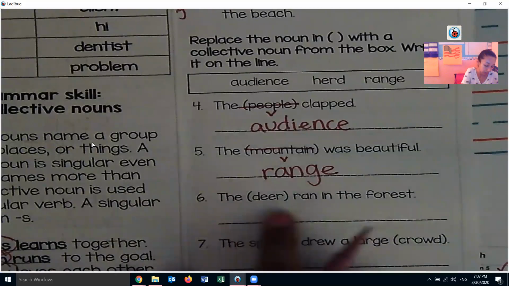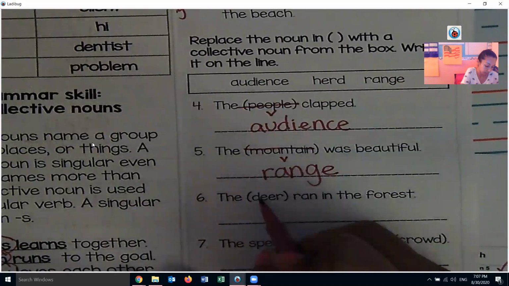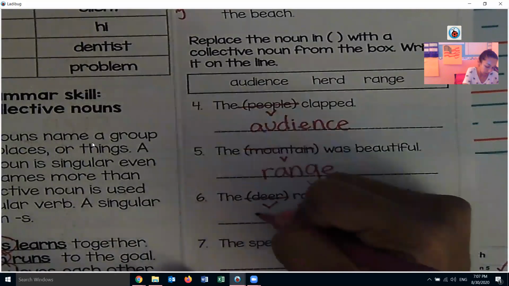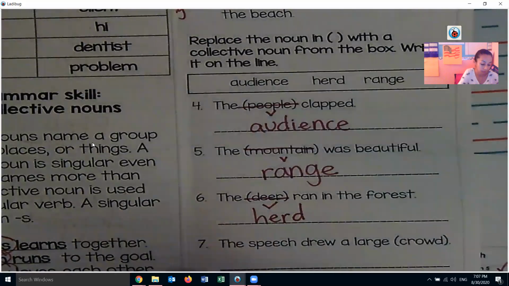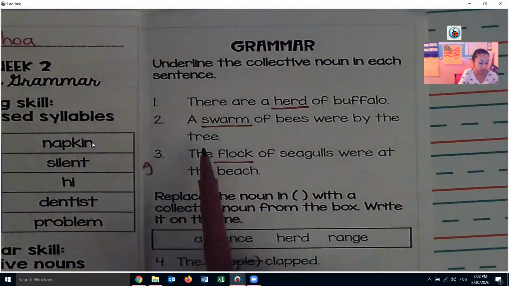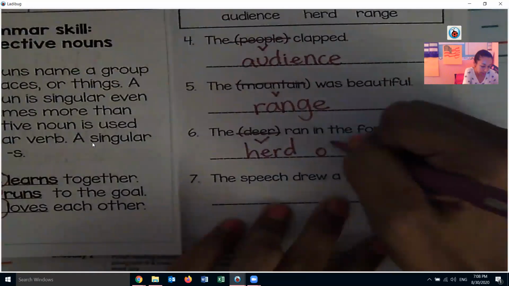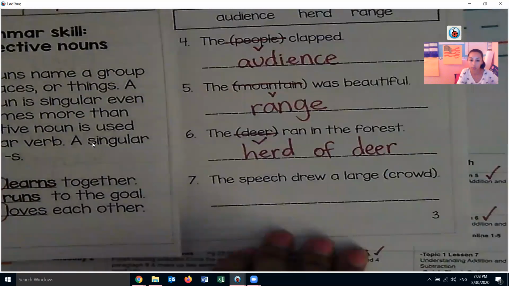So we're going to replace deer with herd. The herd ran in the forest. A lot of times in a sentence they'll add the descriptive word of what kind of herd, because a herd can describe many different groups of animals. So we could even say the herd of deer ran in the forest. Just like up here, we had the herd of buffalo, the swarm of bees, the flock of seagulls. So we'll put here the herd of deer, just to be more descriptive.